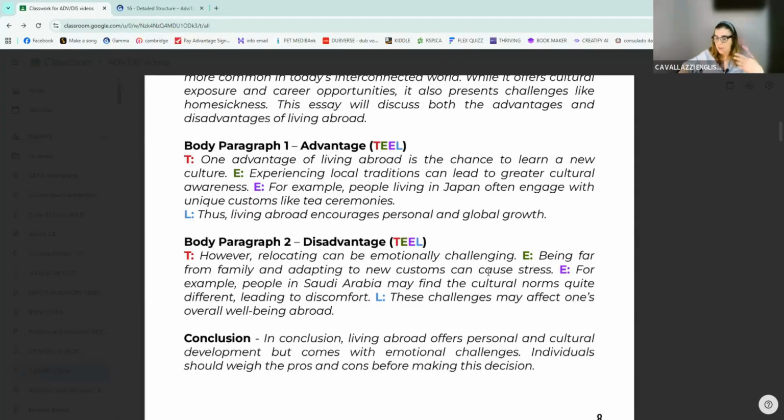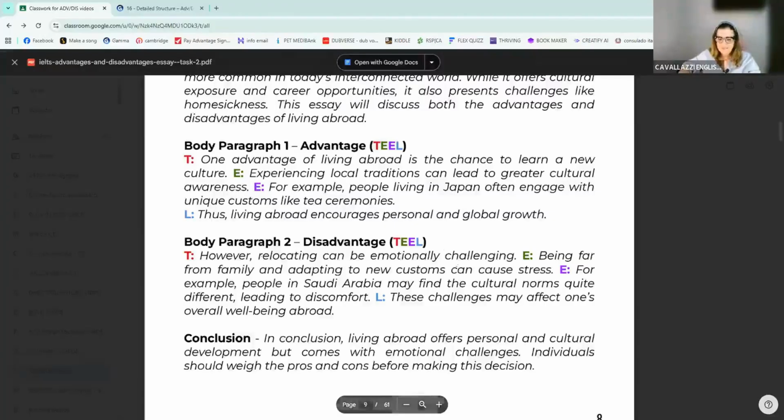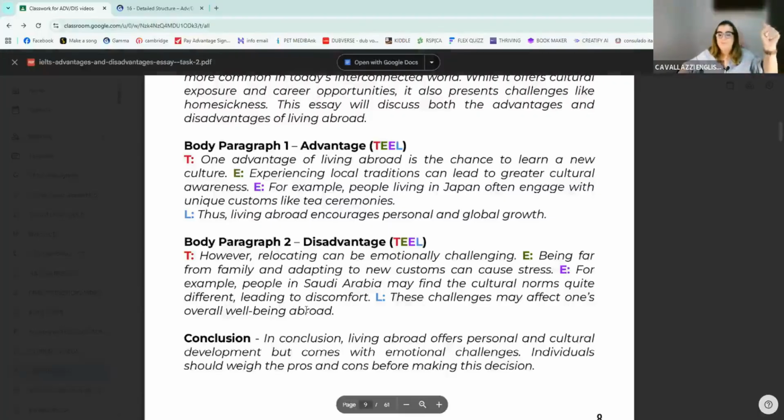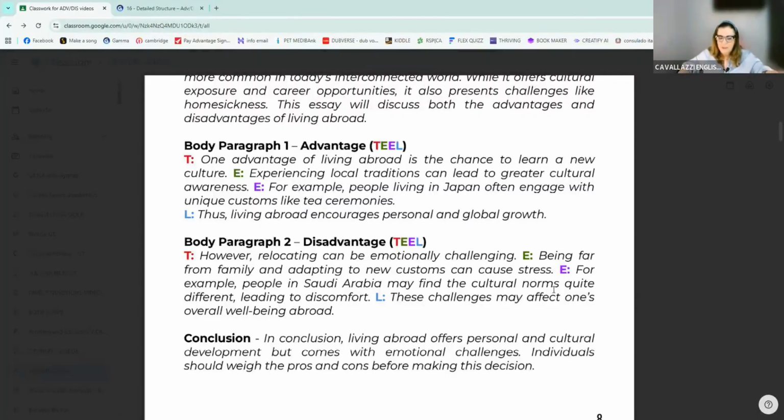Relocating can be emotionally challenging. So I put my topic here, see? And relocating, changing your habits, changing every aspect of your life would be an emotional challenge. And then I put the explanation for that. Being far from family and adapting to new customs can cause stress. See? And then I gave an example. For example, I can put, for instance, whatever is relevant. People in Saudi Arabia may find the cultural norms quite different, leading to discomfort.